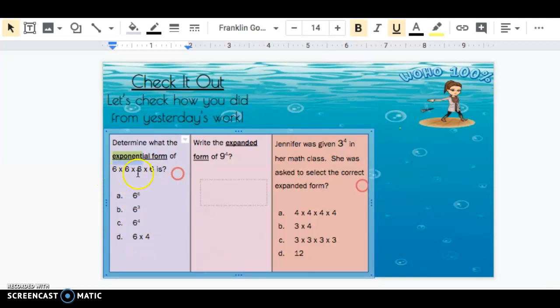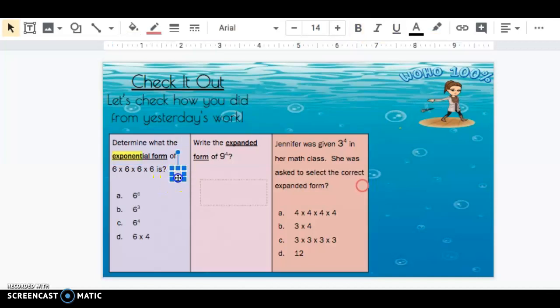So we have 6 times 6 times 6 times 6. Looking there, we have 4 6's. So our base is 6 and our exponent is going to be 4. So we're looking for 6 to the 4th power. Well, that's 6 to the 6th power, 6 to the 3rd power, 6 to the 4th power. So if you picked C, you got an A for that question.